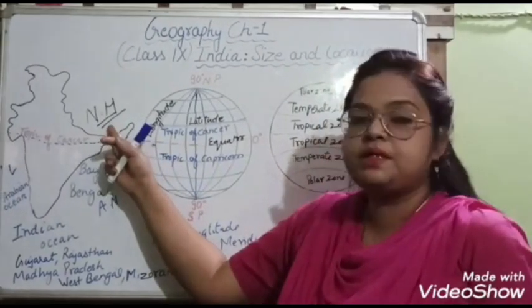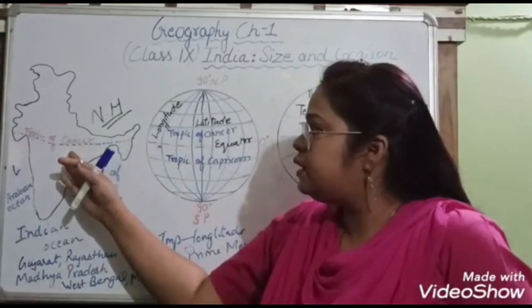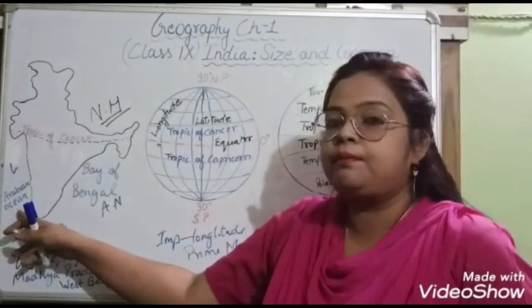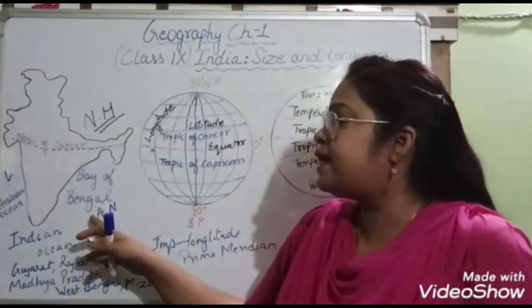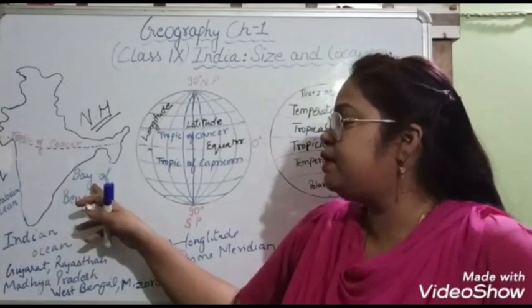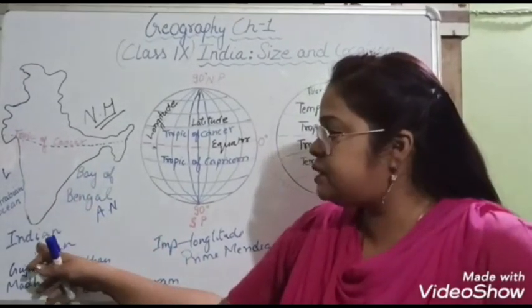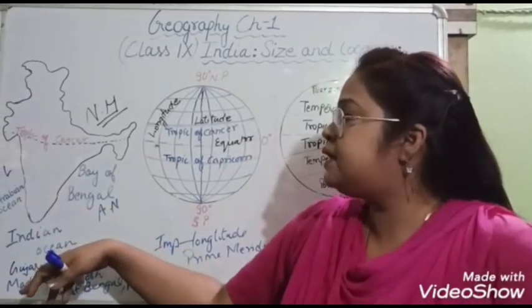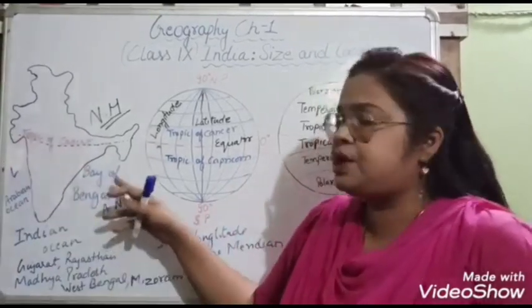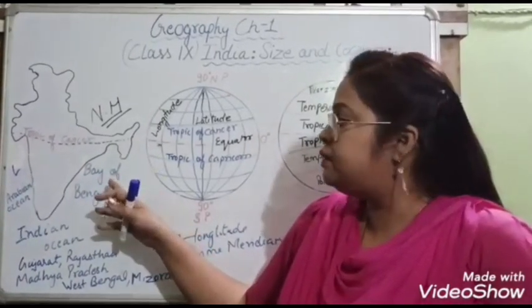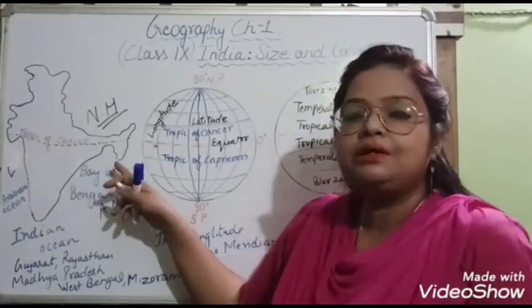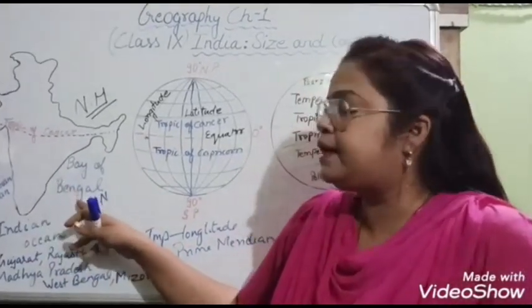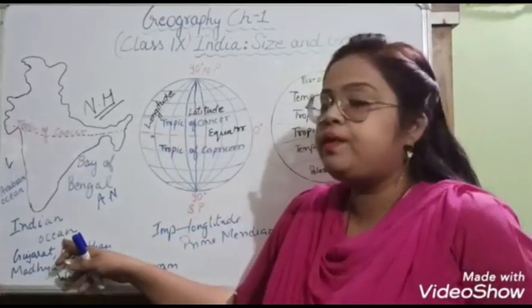So children, on our Indian subcontinent, on this side, the western side, we have the Arabian Sea, on the eastern side we have the Bay of Bengal, and at the downward tip we have the Indian Ocean. So it is basically triangular in shape, and it is surrounded by water on three sides. One side the Arabian Sea, the other side the Bay of Bengal, and at the bottom the Indian Ocean.